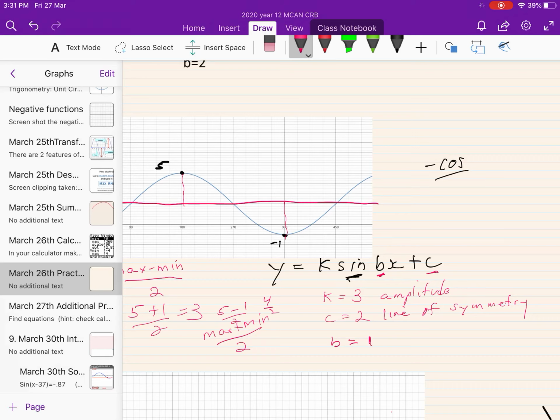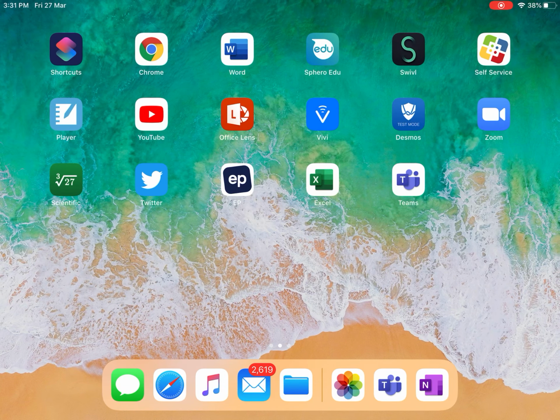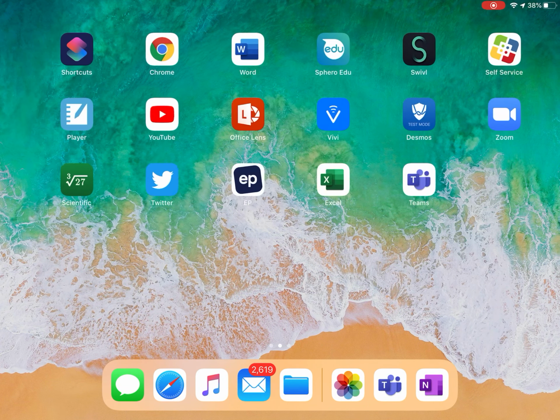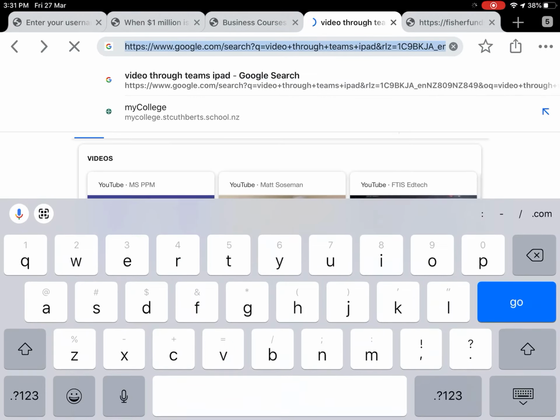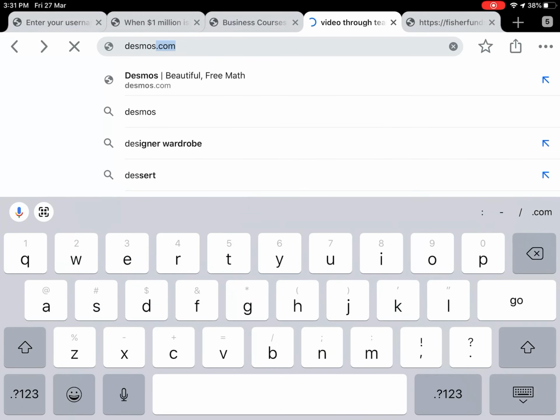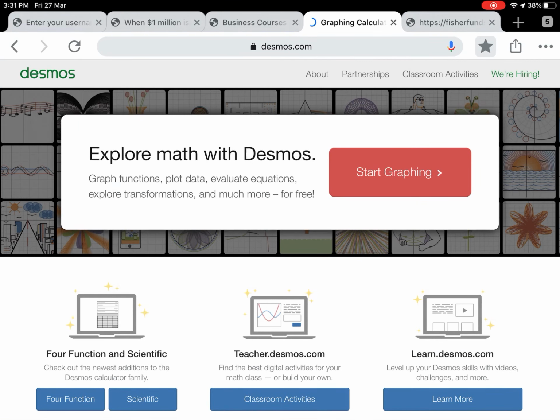B is 1. Now, if I throw that into my calculator, I'm going to have y is equal to 3 sine of bx plus c. Okay, so y is equal to 3 sine of x plus 2. Now, if I throw that into Desmos, which I'm about to do, which I didn't think I was going to need to do, but obviously we've got a bit of an issue here. So I'm going to go to Desmos, and I'm going to start graphing.